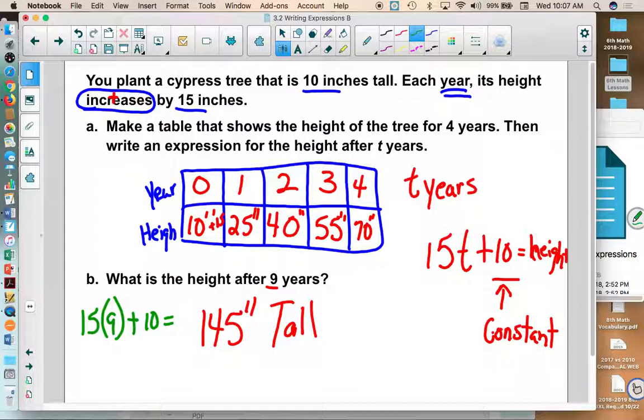Yes, sir? The tree would be 12 feet and 1 inch. Ah, 12 feet and 1 inch. Is he correct? How'd you get it? Because 12 times 12 is 144, one left over would be an inch. Very good.